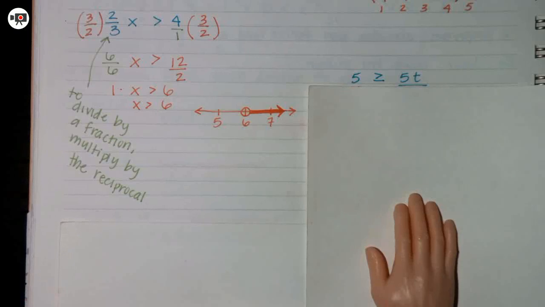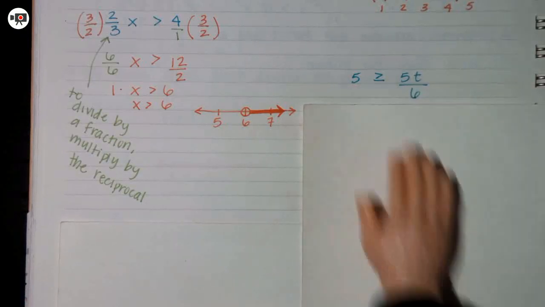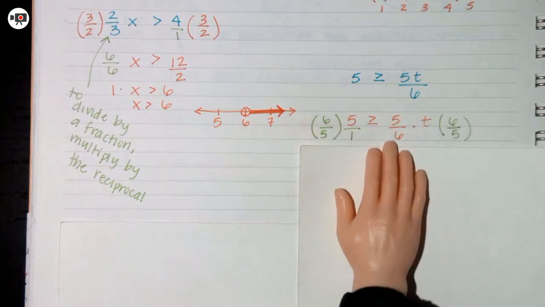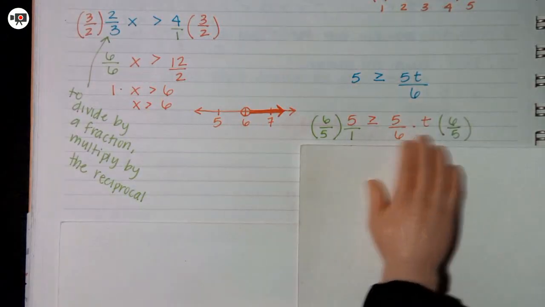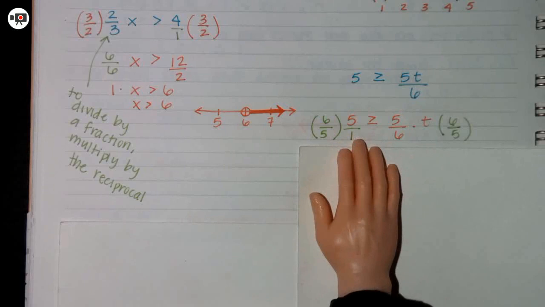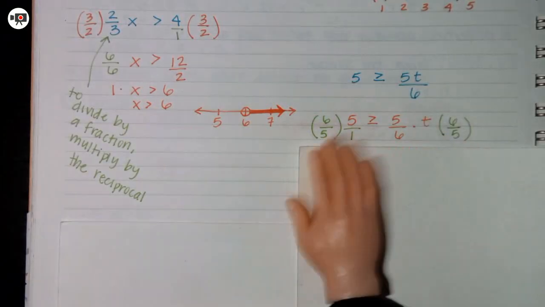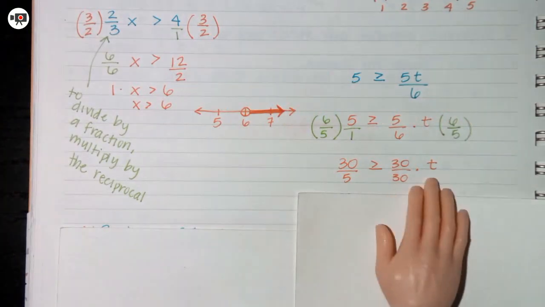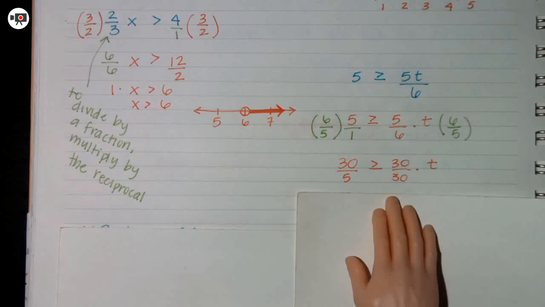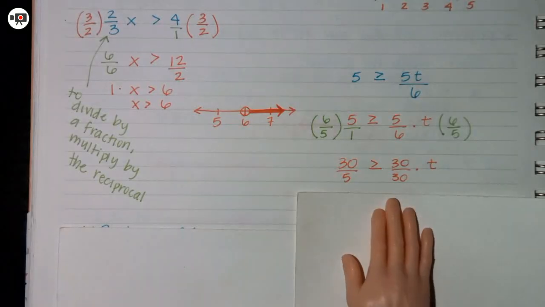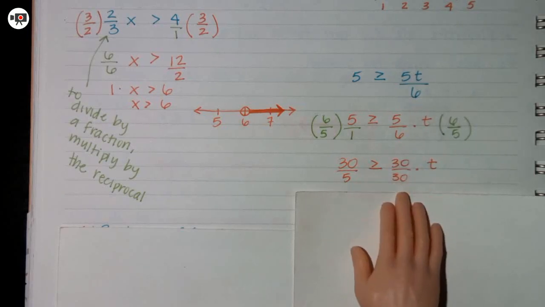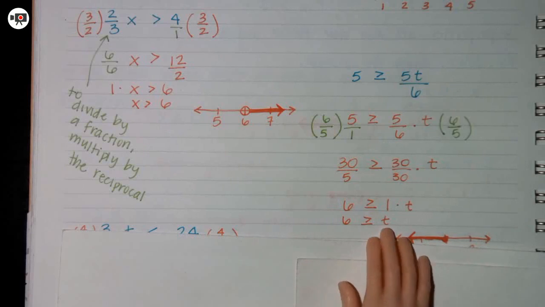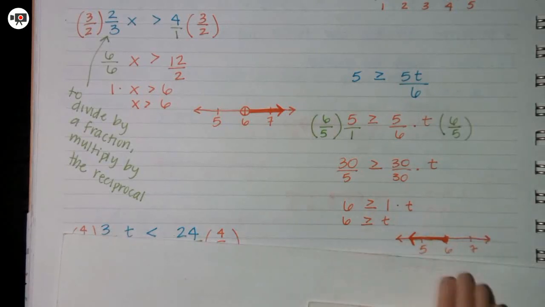And I have 5 is greater than 5t over 6. So I can split this to be 5/6 times t, and then I would need to multiply by the reciprocal on each side, and I would get 30 over 5 is greater than 30 over 30t. 30 over 30, anything divided by itself makes 1. So if top and bottom are the same in a fraction, that's just another way to write 1. So then I get 6 is greater than t, and I have a graph.